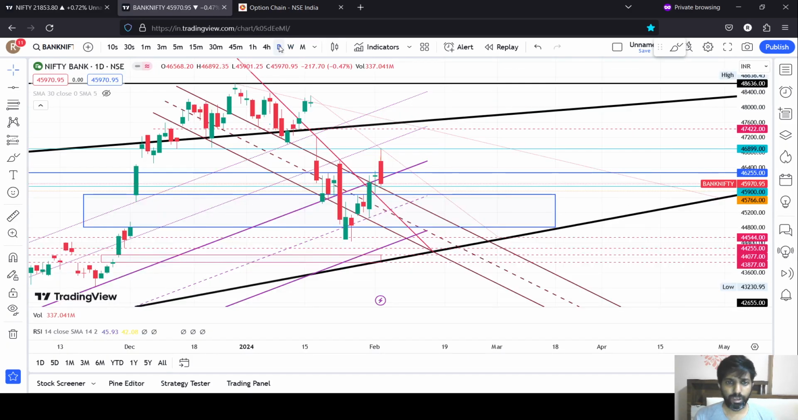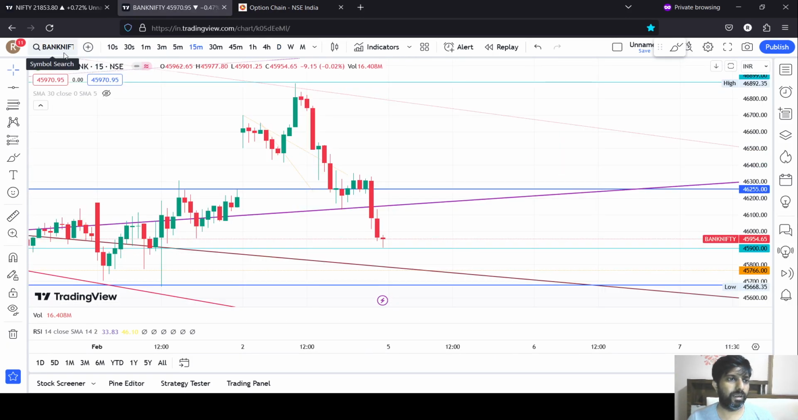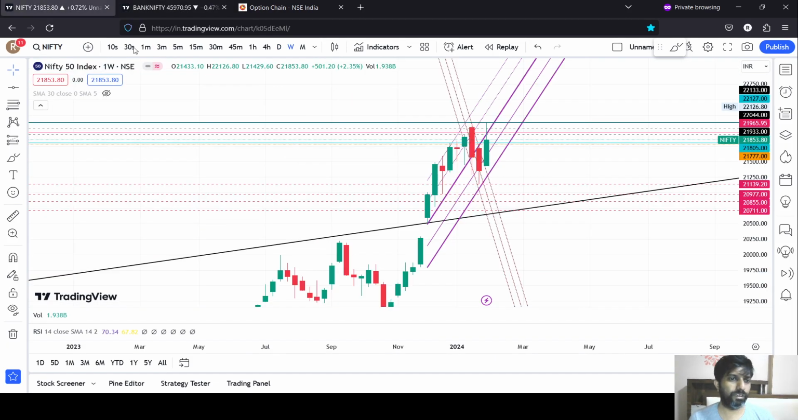Bank Nifty, out of the two, is weaker for me. Despite the gap up, despite taking the price till almost 46,889 or 46,899 levels, we are seeing a close below 45,970, which is very surprising. And this is for me the weaker of the two. Let's also look at how we can trade Bank Nifty and Nifty on the 50-minute chart.